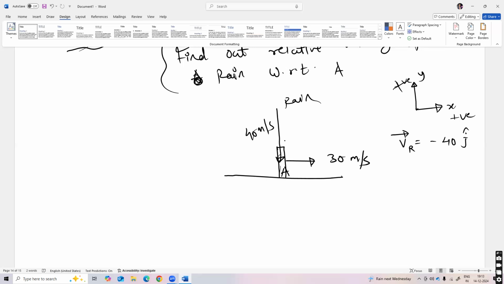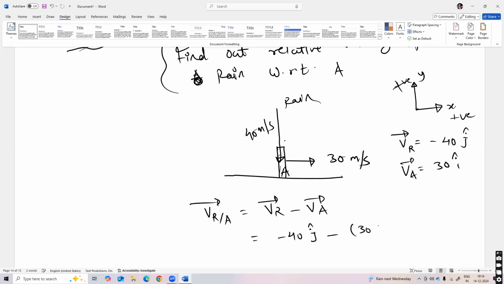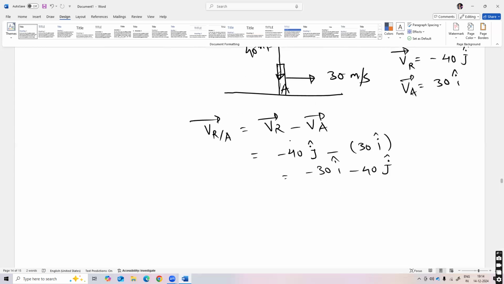So it is minus 40j. Whereas velocity of person A can simply be written as 30i because he is moving in positive x direction. So relative velocity of rain with respect to person A is given as Vr minus Va. So Vr is minus 40j and minus Va is minus 30i. So finally you will get minus 30i minus 40j. This is basically the relative velocity of raindrop with respect to person A.